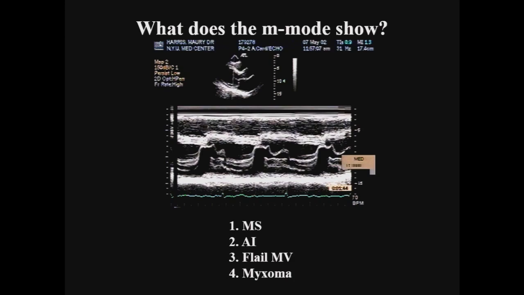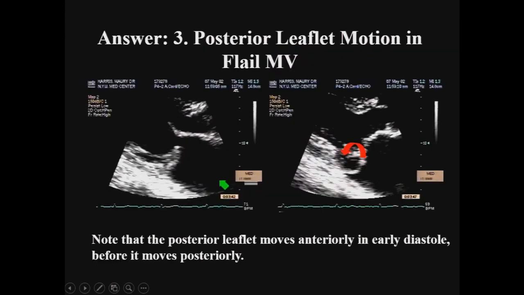All right, let's see if we can. All right, it shows the answer, so I'm sure that you all were correct. So what we have here is a flail mitral leaflet. Why do I say that it's flail?